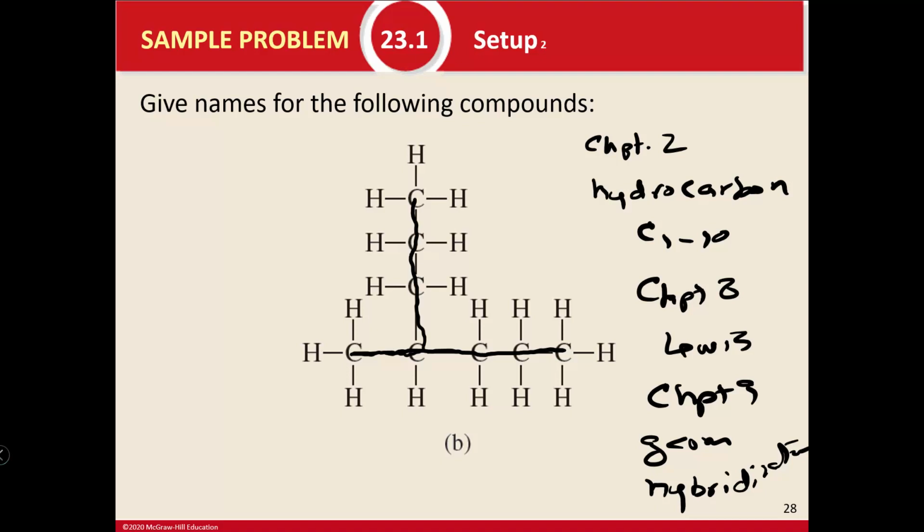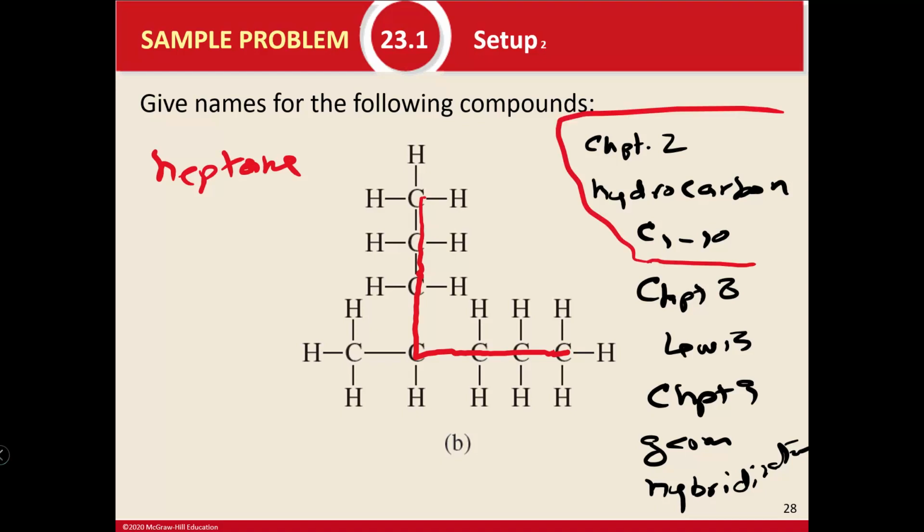All right, let's erase these. And let's go with something different here. What if I go 1, 2, 3, 4, 5, 6, 7? All right, so 7's the longest. So knowing that it's 7, you know it's heptane. And you go, how do I know it's heptane? Because you looked at this part in chapter 2. It's heptane, 7 carbons.